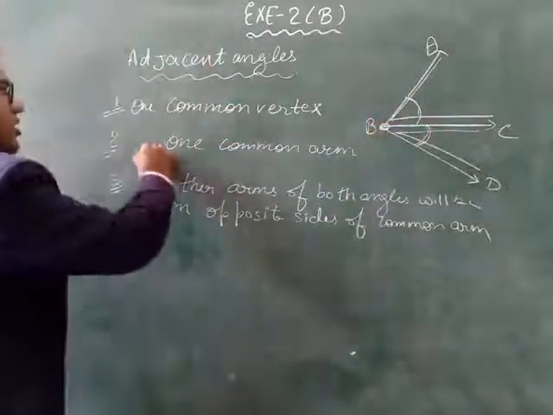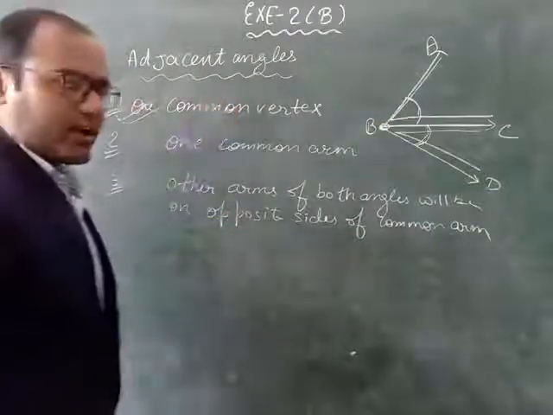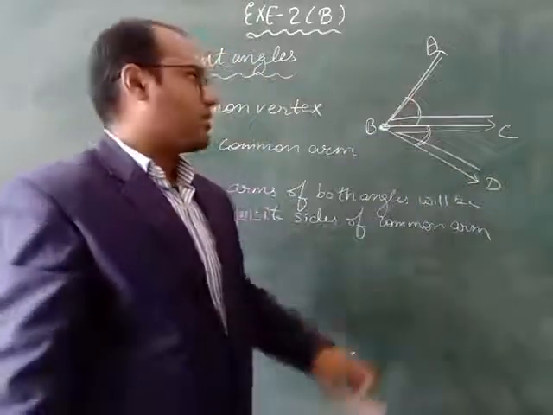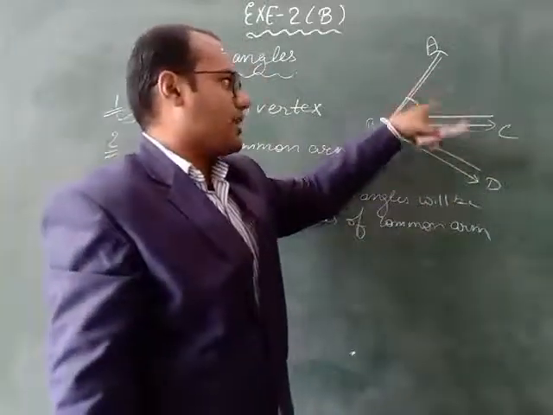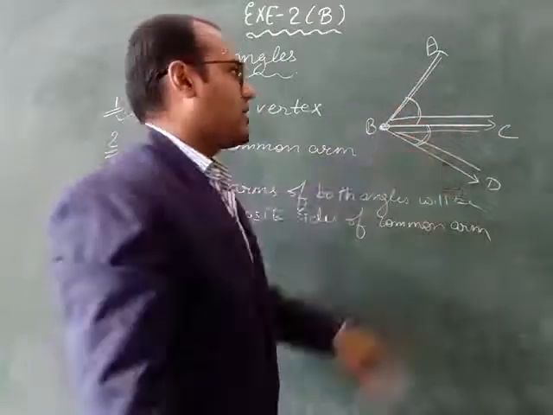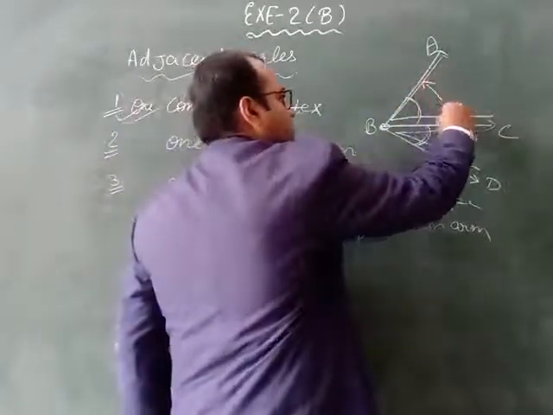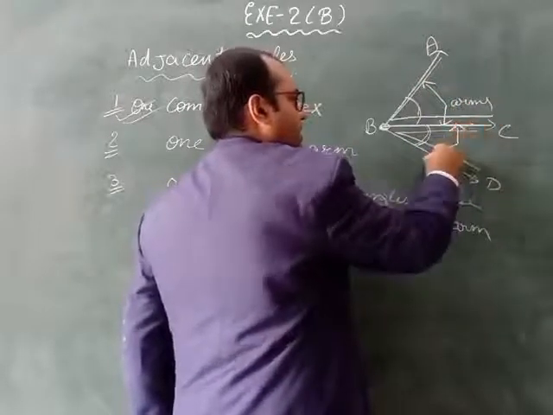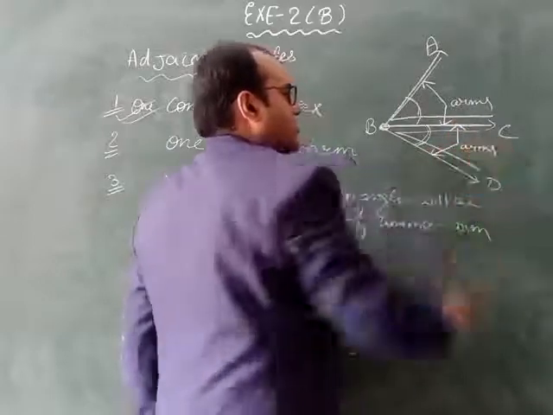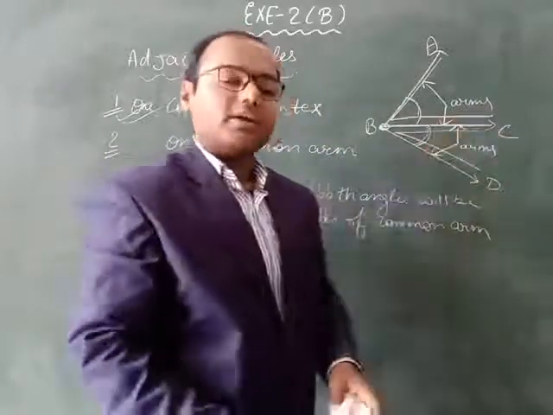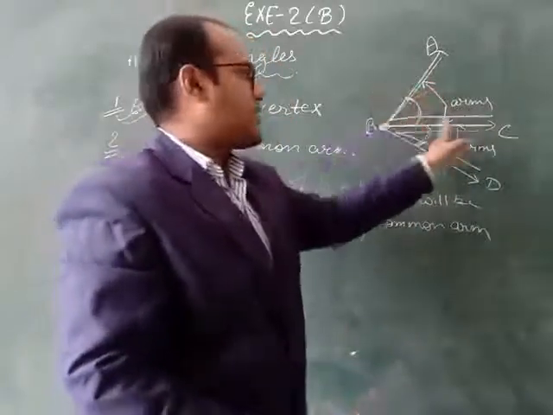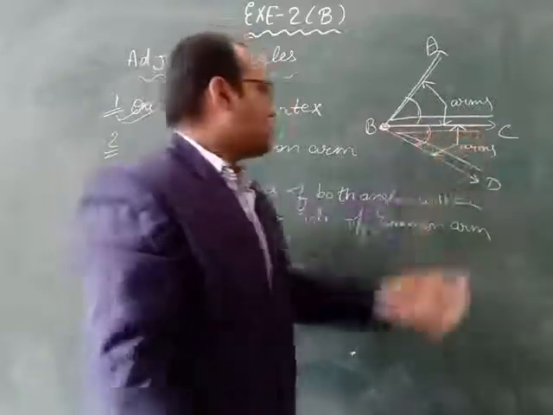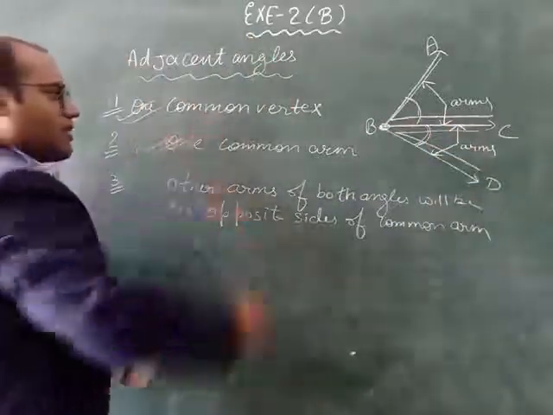So first point we got, both the angles will have one common vertex. Another thing, both the angles will have one common arm. These are the arms of the first angle. These are the arms of the second angle. These two are arms of the first angle, and these two are the arms of the second angle. So this BC arm is common in both the angles. The upper angle also has the BC arm, and the lower one too. Downside angle also we are having the BC arm. So one common arm also we got.